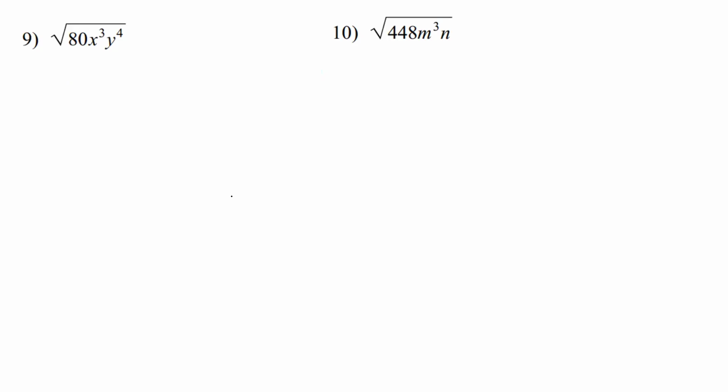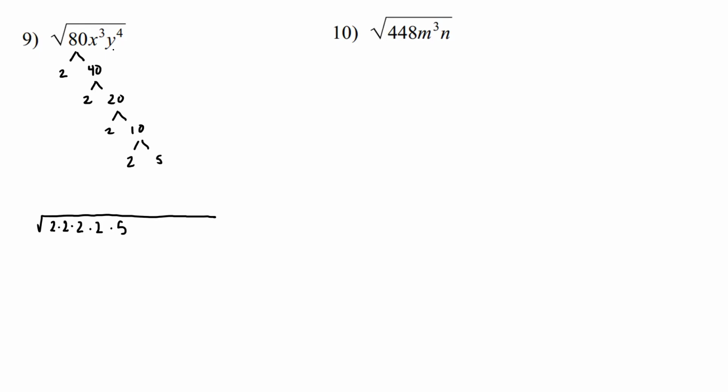All right. Next one. Here we have some variables in here, and that's okay. We're going to do the same thing. I'm going to do a factor tree on the number. So 80 is 2 times 40. 2 is prime. That branch is done. 40 is 2 times 20. 20 is 2 times 10. 10 is 2 times 5. So I'm going to put all those numbers back in the radical. So four twos. One, two, three, four, and one five.